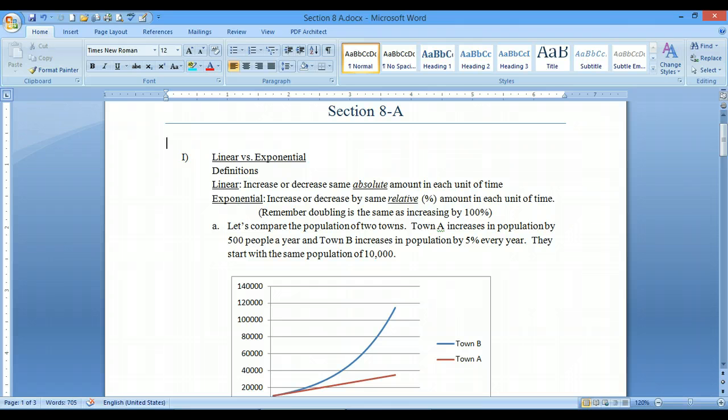Also, remember doubling is the same as increasing by 100%. So if something says doubling or tripling, you think exponential, because it's increasing by a percent even though it doesn't have a percent sign attached to it.